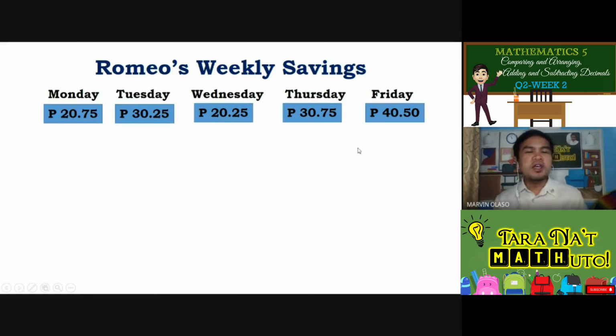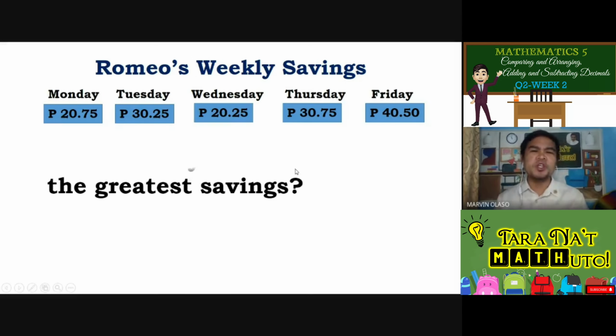So by the way, do you know how to read the number or the money? Yeah, so let's go back. So this is read as 20 pesos and 75 centavos. Tuesday, Romeo saved 30 pesos and 25 centavos. On Wednesday, he saved 20 pesos and 25 centavos. On Thursday, 30 pesos and 75 centavos, while on Friday, Romeo saved 40 pesos and 50 centavos.